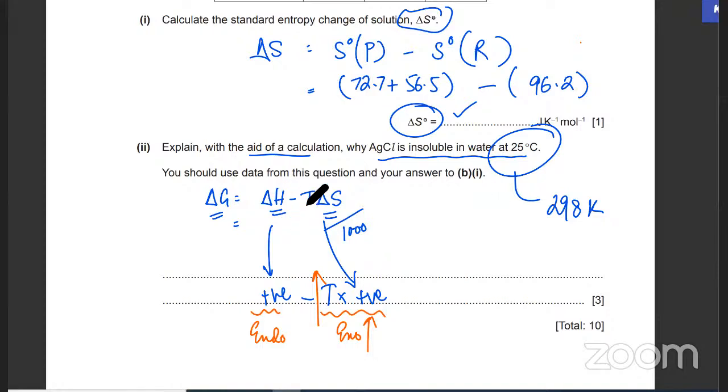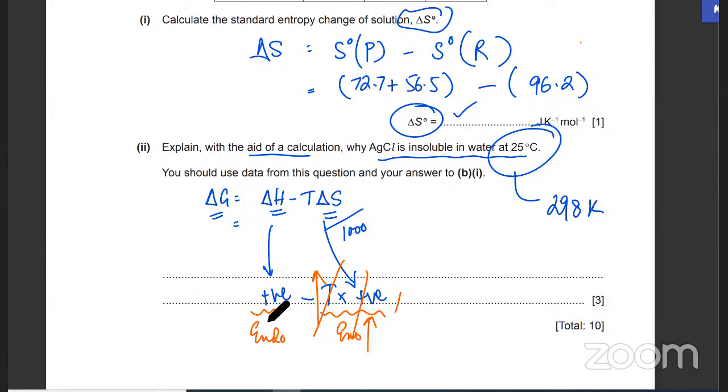What happens if temperature is lower? It would be less feasible. Because if temperature goes to 0, let's say this term becomes very small. So delta G would be equal to an endothermic value. So that would not be feasible.